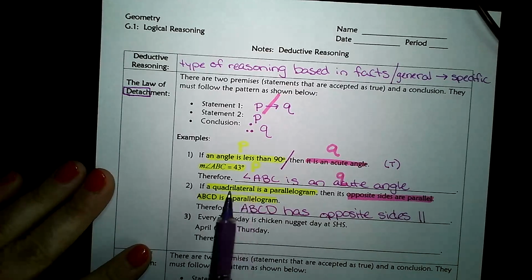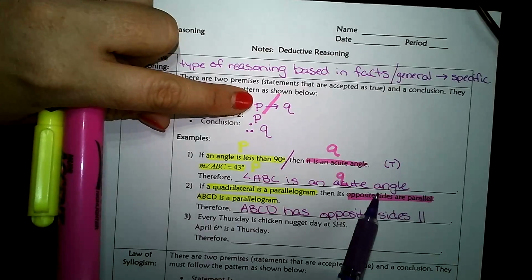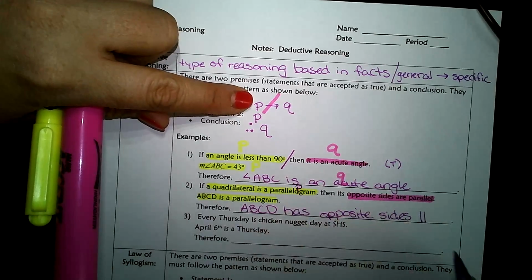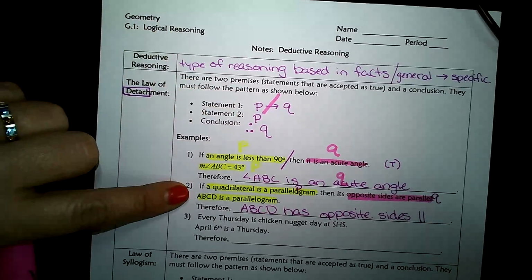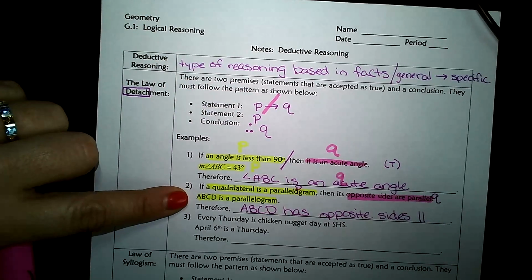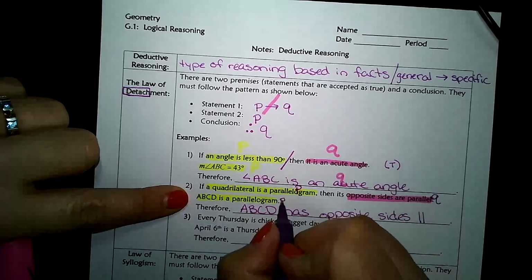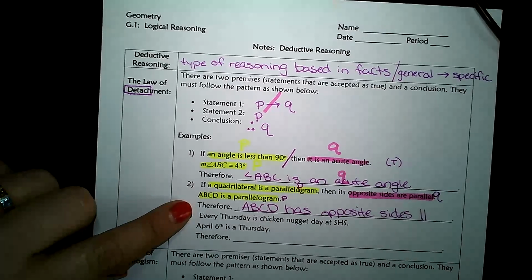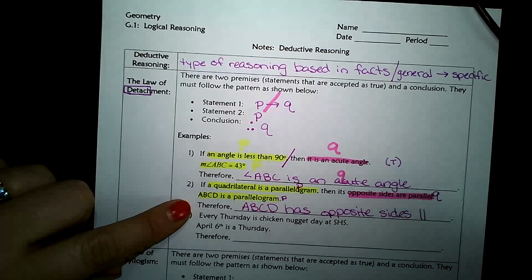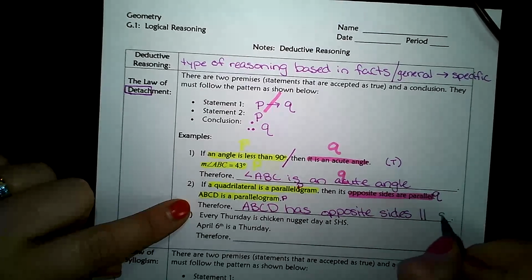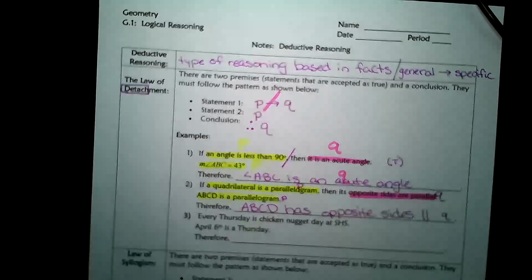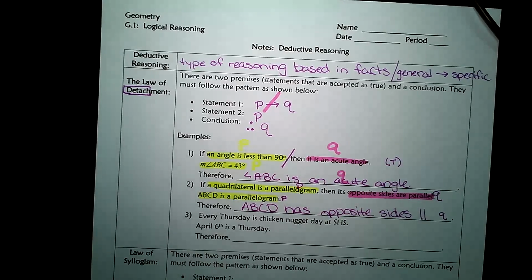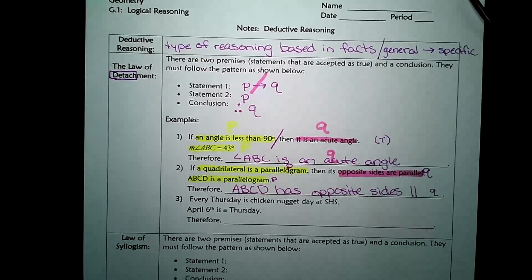So let's follow through one more time. If P, then Q. Our P is all about parallelograms. Our Q is all about opposite sides parallel. The specific quadrilateral ABCD is a parallelogram, back to our P statement. So that gives our final conclusion, ABCD has opposite sides that are parallel, as our Q statement. We're just following this pattern of detachment, detaching the definition to build two statements. Last one. Let's give it a look.